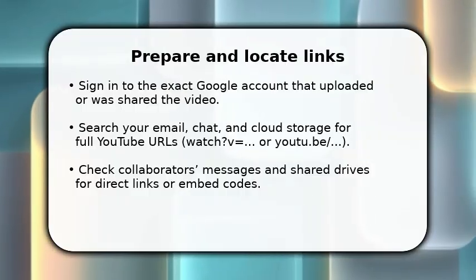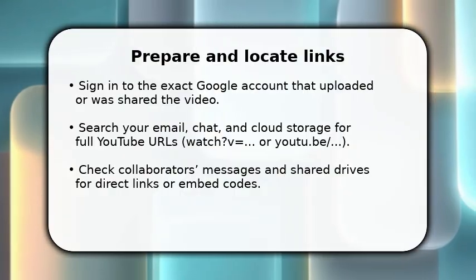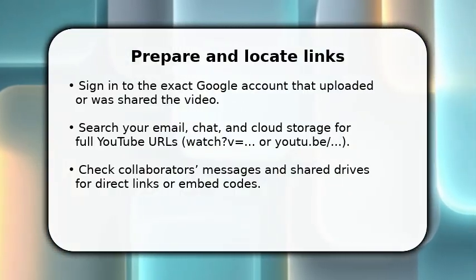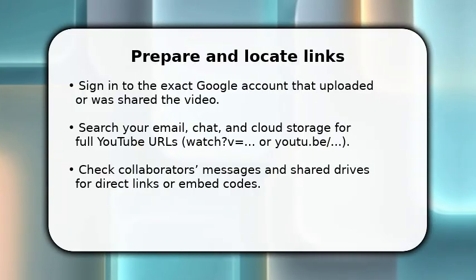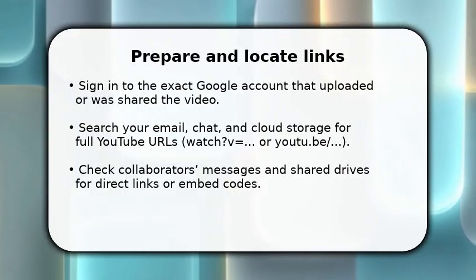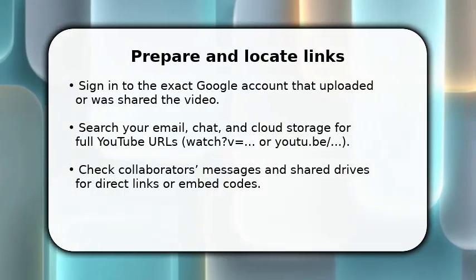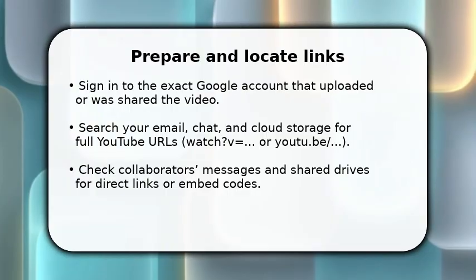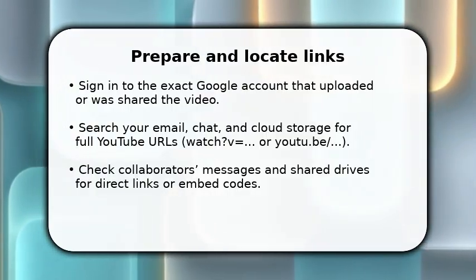You start by confirming you have the correct uploader or recipient account signed in. That's the only safe way to access unlisted content. Then search your email, messages, and cloud folders for full YouTube links or shortened URL addresses. These links are the key because unlisted videos are reachable only via direct URL.